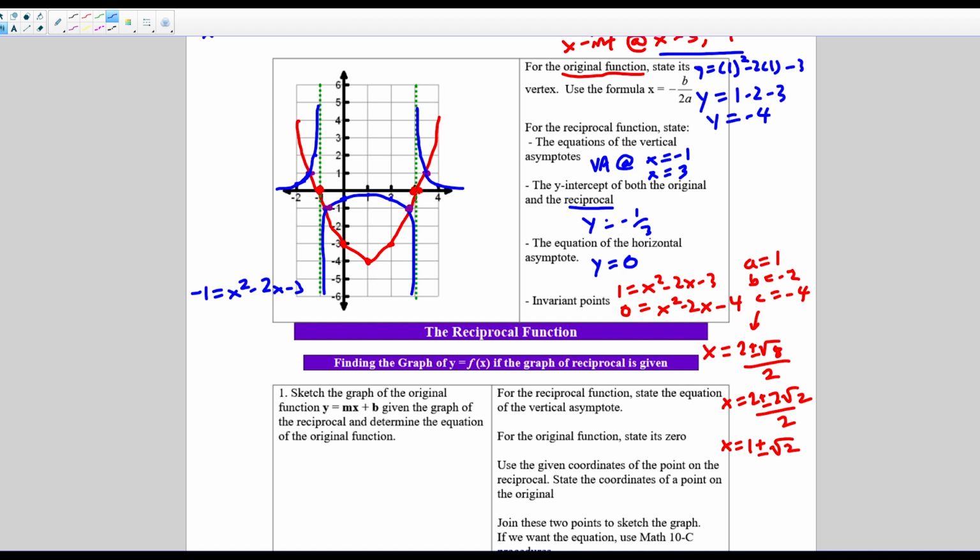So again, just to summarize how we did this question, we graphed our original quadratic. We found some points such as the y-intercept and the vertex. We find our x-intercepts, which are actually our vertical asymptotes of the reciprocal function. We look for our invariant points, and we start to draw our reciprocal using our known points. And then we start to use a little bit of logic to figure out which way along the vertical asymptotes our reciprocal lines will follow.